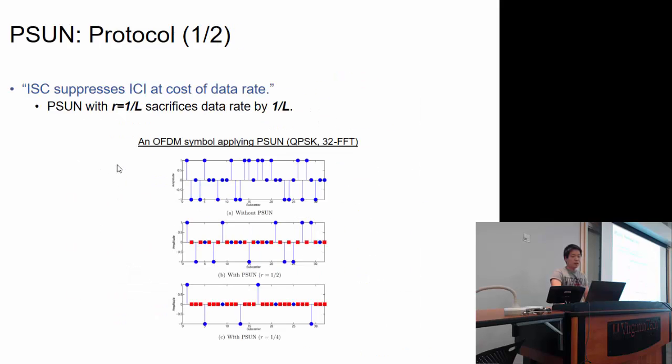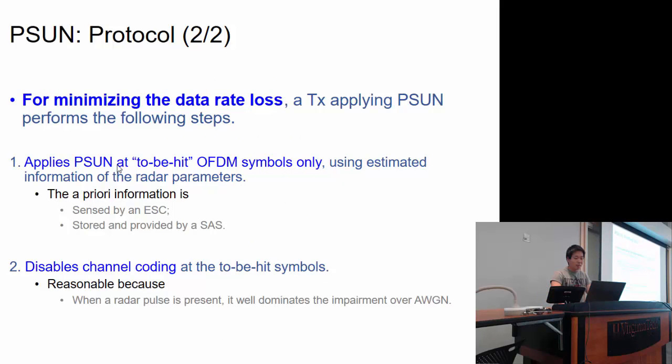So, as I explained, not only for PSUN, but also for all the interference self-cancellation techniques, it's sacrificing data rate. That is a big problem. So we need to compensate for that as much as possible. Specifically in this problem, I found there can be some ways.